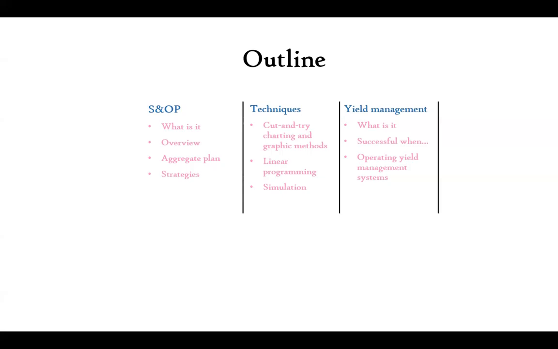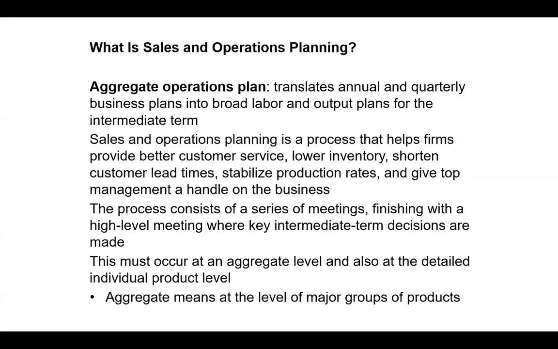So now let's take a look. What is it? Sales and operations planning, or what we call the aggregate operations plan, focuses on the main logic of balancing supply and demand. To balance supply and demand in operations management, we use the aggregate plan. So here we discuss the aggregate operations plan.